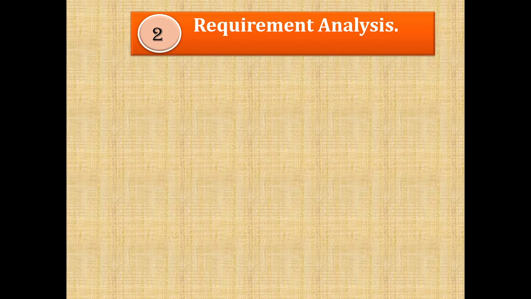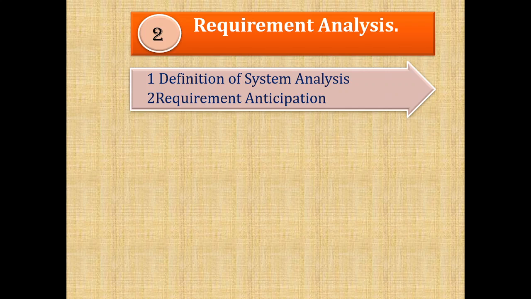So once you understand it, once you break it into simpler components, elements, that is called analysis. Analysis is nothing but to break that particular complex system into a simple system, and that could be done by detailed examination of the system's elements or structure. So into this requirement analysis, the very first thing that we are going to study is the definition of system analysis.